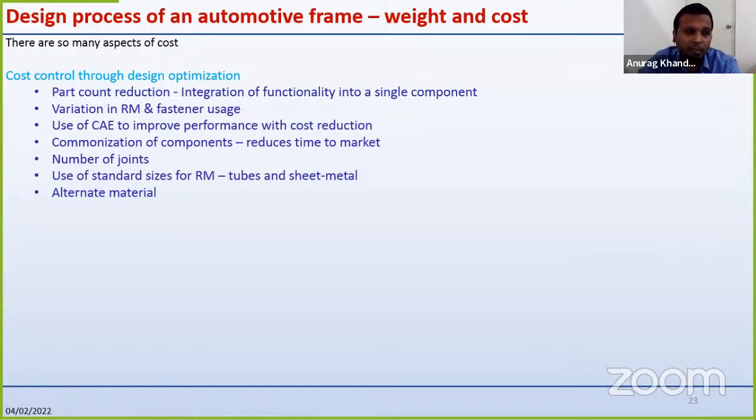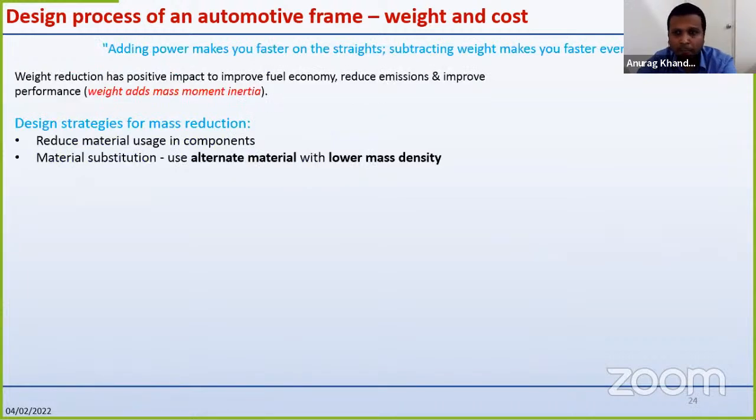And one more aspect is using standardized raw materials. Let's say as per our stiffness requirement, we have to use a tube size of 25 diameter, but most probably it may not be available. The standard size of tube is 25.4. So we have to make that compromise in weight so that we can have a reduction of cost.